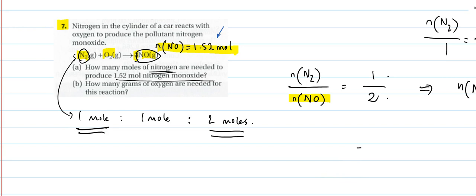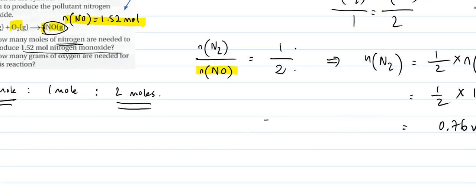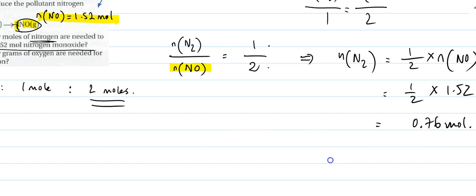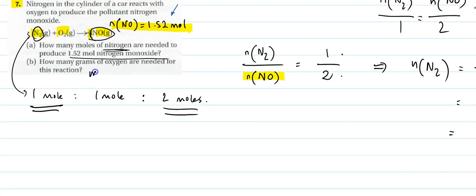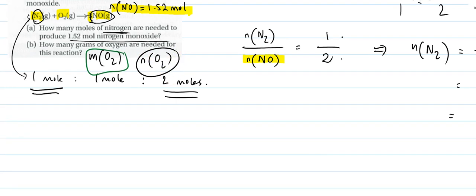Now they're asking how many grams of oxygen are needed for this reaction. To work out what they're asking us, essentially we need to find this. Now to find this, we need to first find this, okay? So that we can then use n equals m over capital M r rearranged, which is this one here, to find the mass, okay?